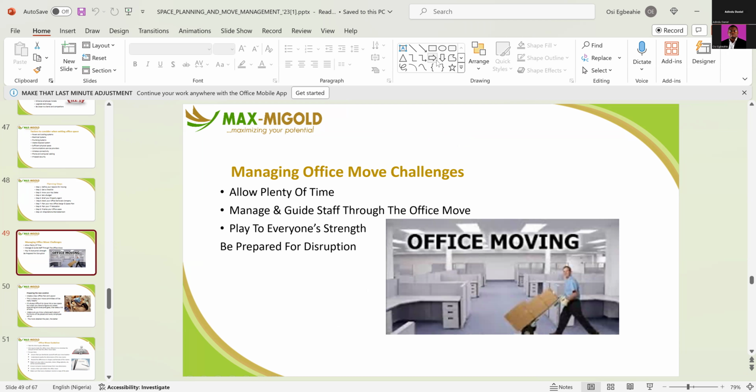Managing office move challenges. Allow plenty of time when you are doing the move. Manage and guide staff through the office move itself. Play to everyone's strength. Be prepared for disruptions, because disruptions will definitely come.